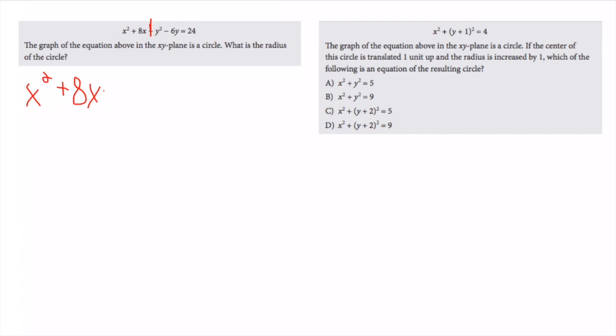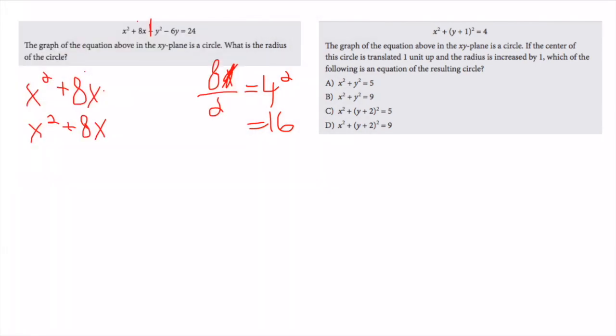So to do that, I'll rewrite what they give me. Now I'll take 8x, or just 8 really, is all I'm dealing with. I will divide that by 2, which will give me 4, and then I'm going to square it, which will give me 16. So again, to complete the square, I take 8x divided by 2. 8 divided by 2 is 4, and then I square that, which is 16.